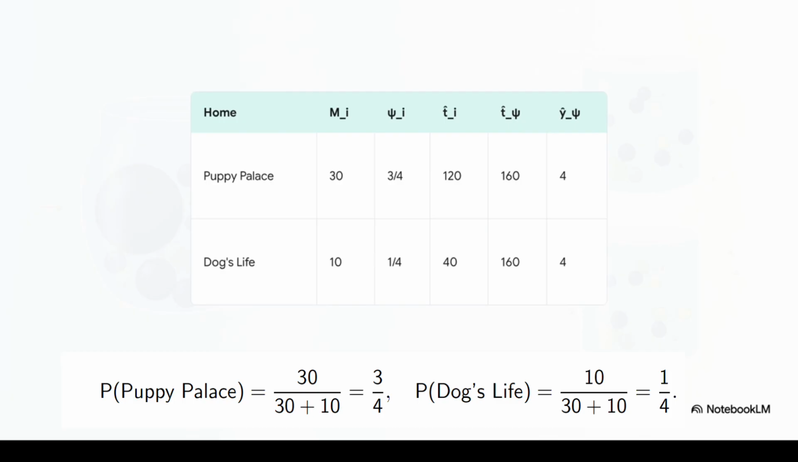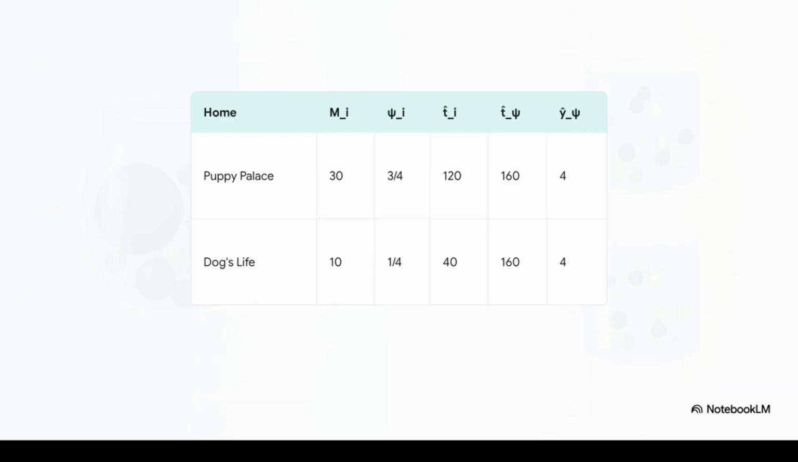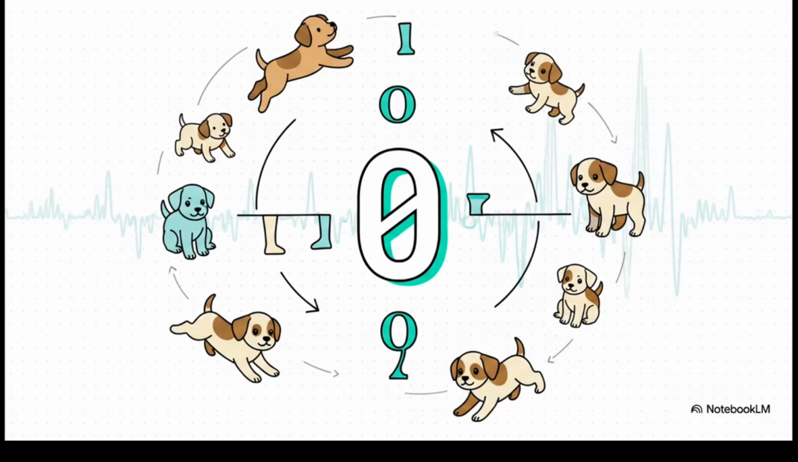Okay, but what if we picked Dog's Life instead? Well, the estimated total legs there is 40. We inflate that by its selection probability. 40 divided by 1/4 is also 160. And that is the crucial point.